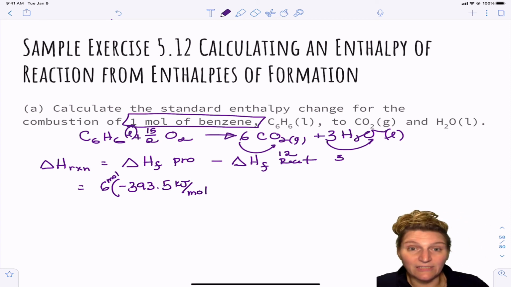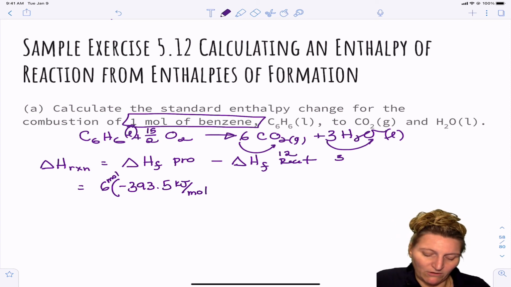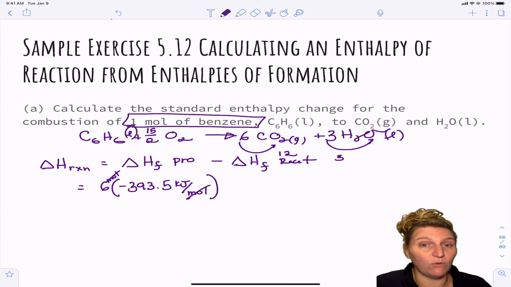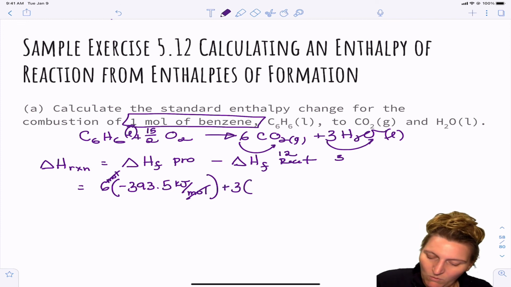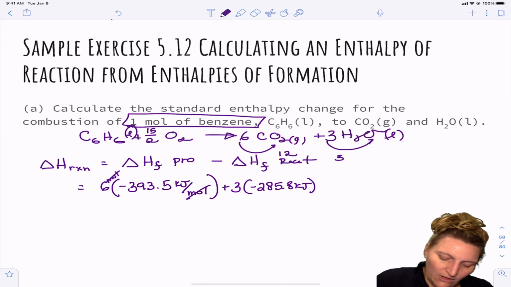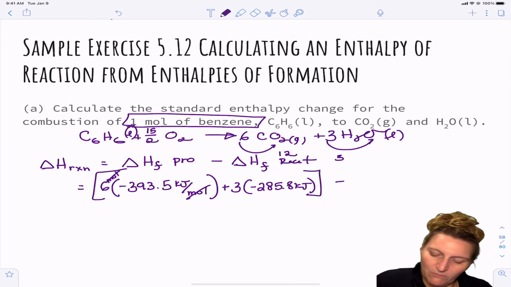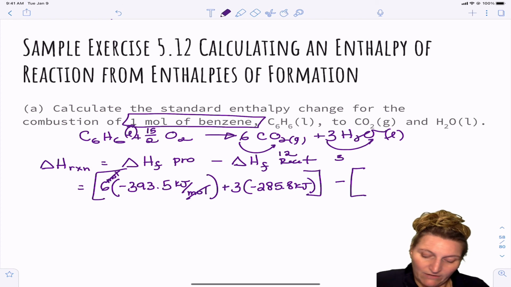In the table, it's listed as kilojoules per mole, and then when I multiply it by 6 moles, those moles will cancel out. So generally, I just don't write the moles in because they're going to cancel out for every single one. And then the other product is 3, and liquid water is negative 285.8 kilojoules. So those are the products minus the reactants. And the reactant is going to be 1 times benzene, which is 49 kilojoules.